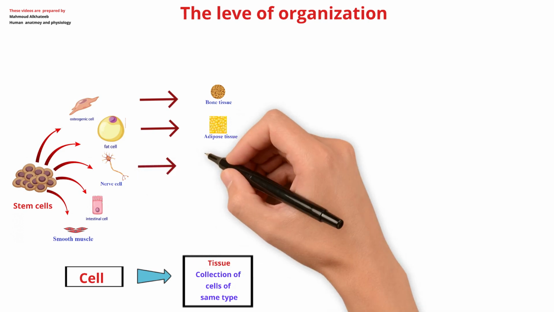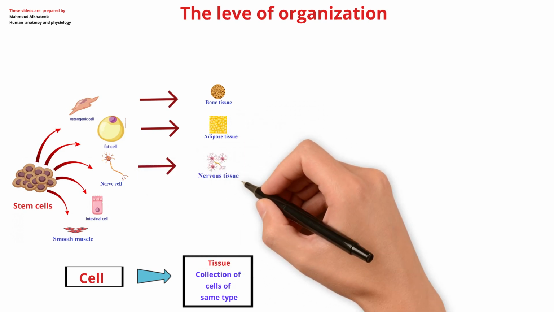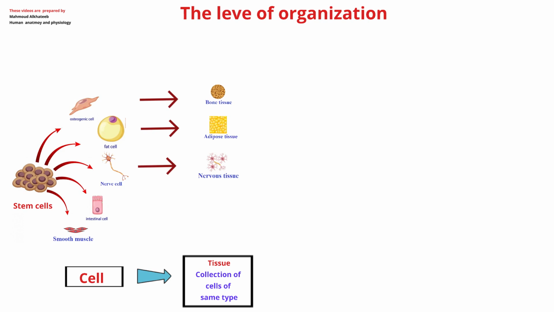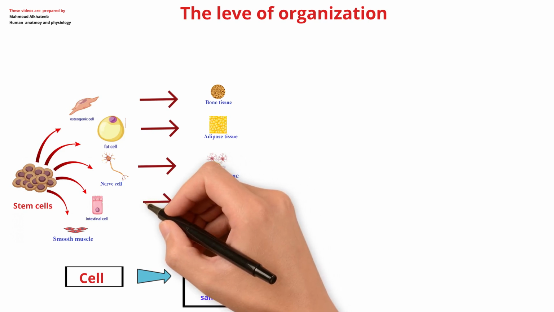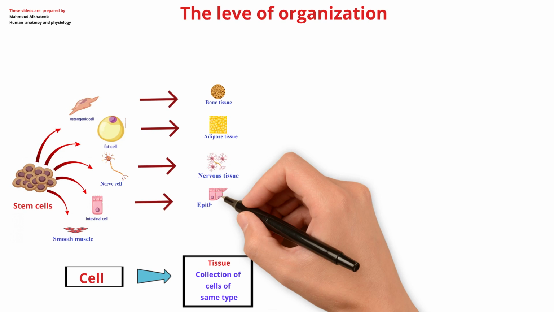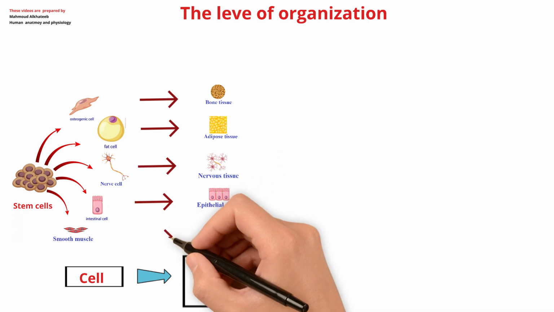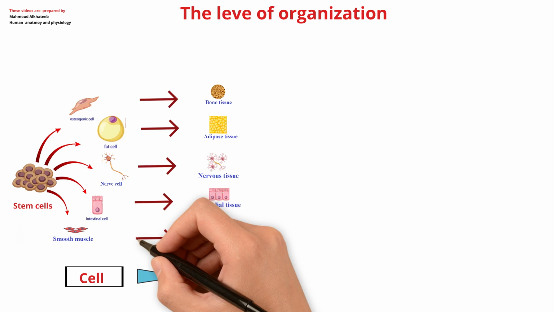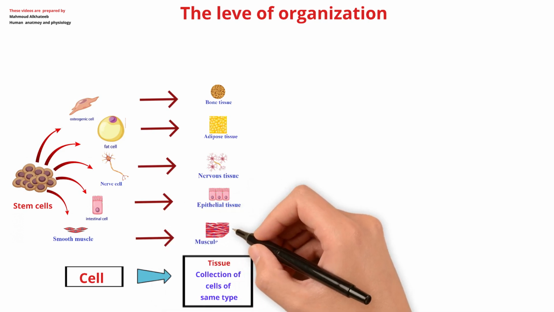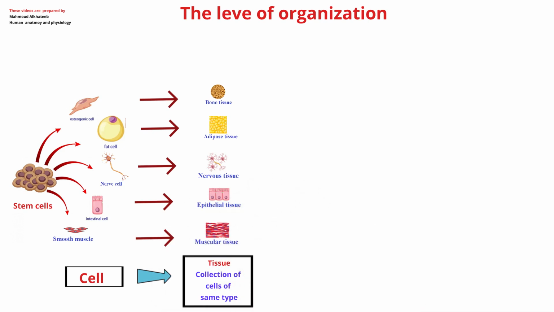Nerve cells form nervous tissue, establishing a complex network that transmits vital signals throughout the body. Also, intestinal epithelial cells line the digestive tract, absorbing nutrients and shielding us from harmful substances. Moreover, muscle cells group to form muscle tissue, contracting to facilitate movement and generate force.